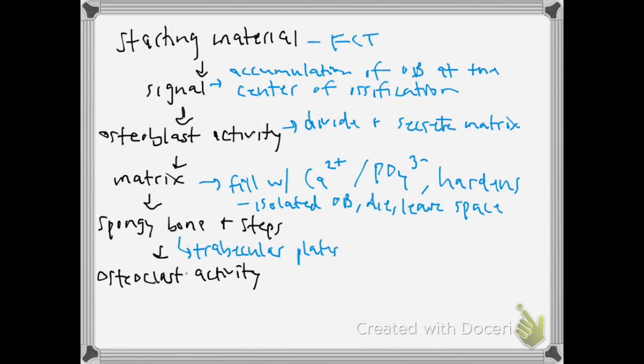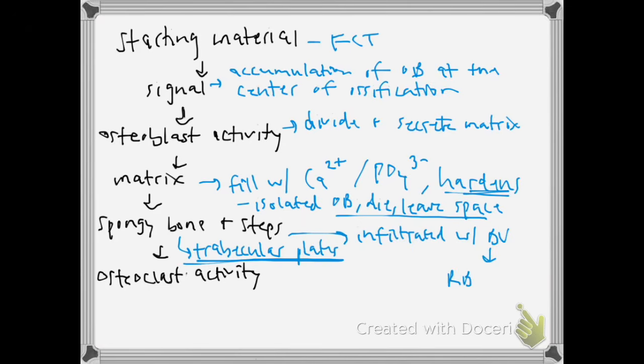We get this isolation of these osteoblasts. They're going to die and leave hollow space. The space can be infiltrated with... Okay, so at this point, when we have the hardening of our matrix, that is what's giving us our trabecular plates. So the hardening of the matrix gives us our bone, our trabecular plates. These extra steps, whenever we have these dead osteoblasts leaving space, this space is going to be infiltrated with blood vessels, BV for blood vessels, and that's going to create red bone marrow.